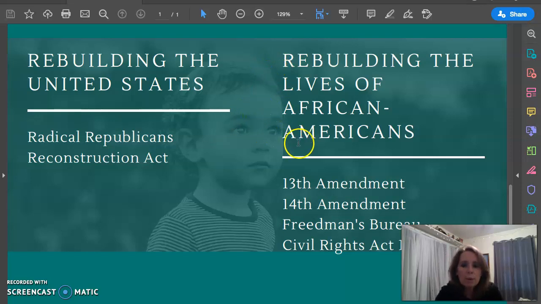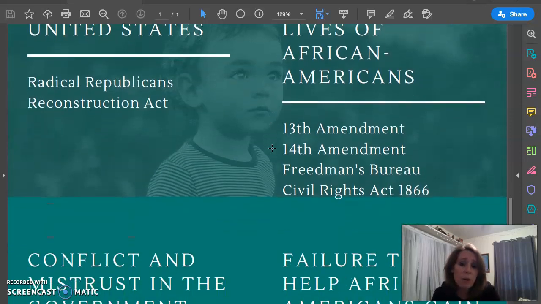Another goal of Reconstruction was rebuilding the lives of African Americans. So the Civil War has ended. Lincoln emancipated the slaves. These people are now free. And so we want to make sure that they can have a life of freedom and that they have equality. And this is a difficult thing, given that in the South for so many years African Americans have been under this yoke of slavery and have been treated less than people and treated essentially as property.